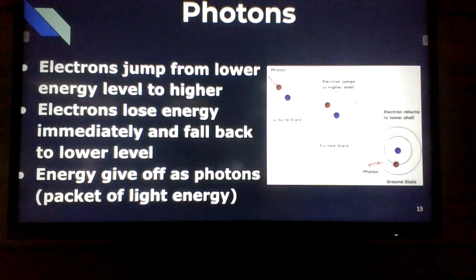Now, not all light is visible. The colors that we see come from photons, but there are invisible forms of light that do different things and serve different purposes, and some of that can be very dangerous. And we'll talk about electromagnetic radiation and different light waves much later on in the year. But photons are the energy released when electrons go up in energy level and back where they came from.